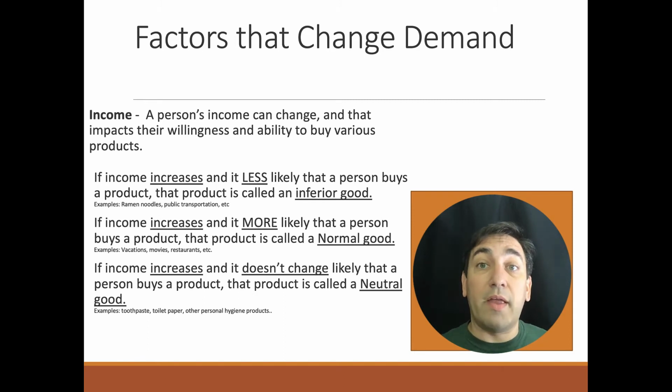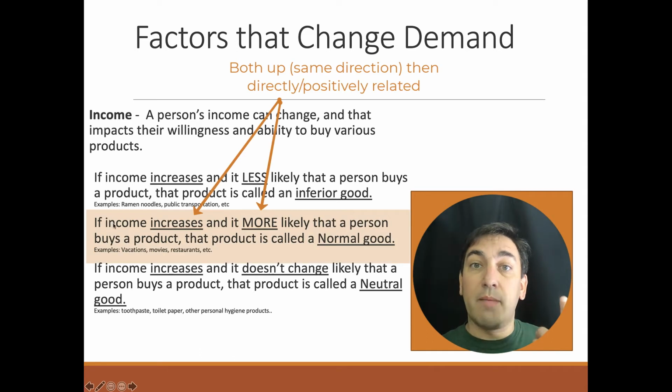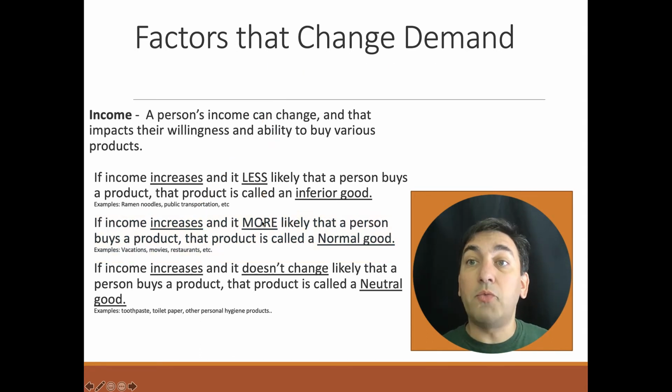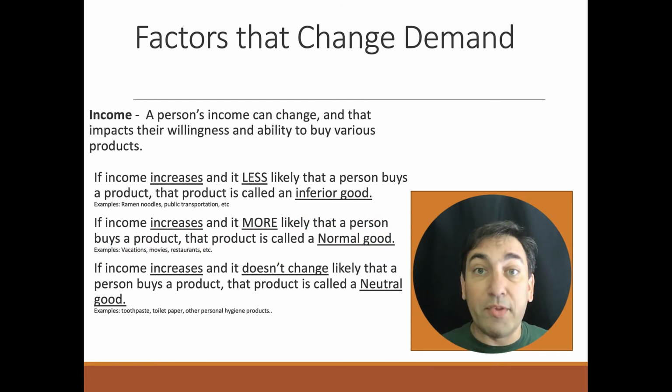Maybe that's something like my income went up and I quit my job and I'm now going to go live on the beach and I'll only buy beach shirts. The more common examples may be ramen noodles or public transportation. If I get more money, I'm less likely to buy ramen noodles and I'm more likely to buy steak or sushi. Or if my income goes up and I buy more of the good, that's a normal good. I'm making up this number, but in the high 90% of most goods are considered normal goods.